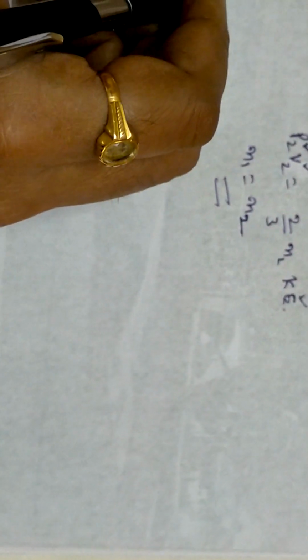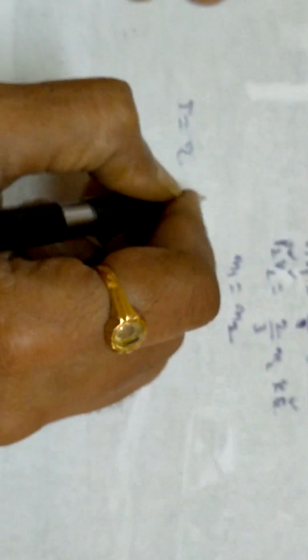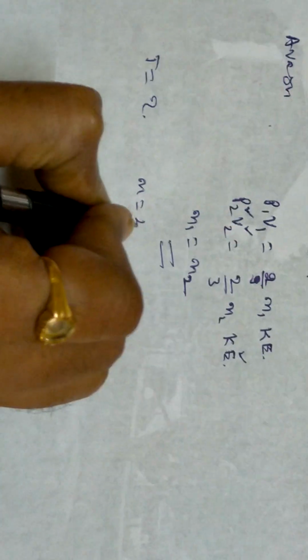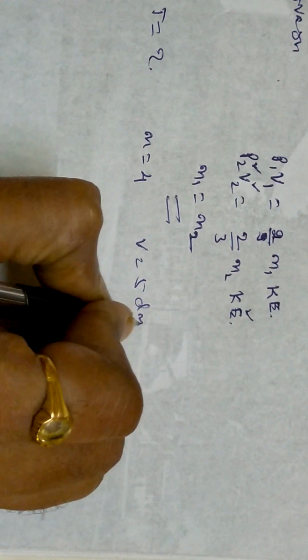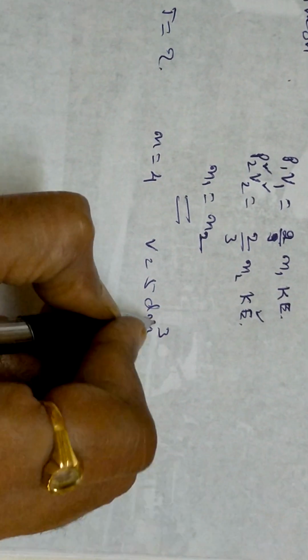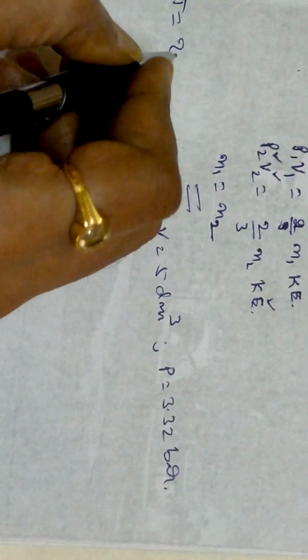Now we'll calculate small problems, but with a small twist. The question is: calculate the temperature of 4 moles of gas occupying 5 dm cubed at 3.32 bar. This is simple. T equals how much? n, the number of moles, equals 4, and V equals 5 dm cubed. Always remember a dm cubed is nothing but a liter, and P equals 3.32 bar, bar and atmosphere being one and the same.